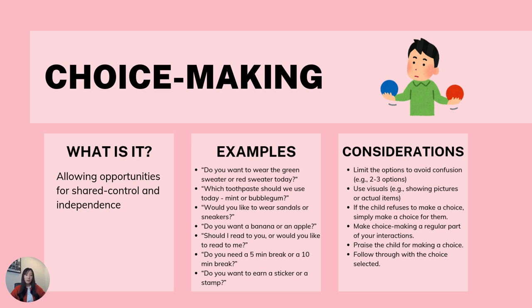So if you think giving more than two options might be too overwhelming, limit the array. Maybe start with just two and gradually increase as necessary. Also, use visuals too. You can use pictures or maybe even the actual items in front of you. If your child refuses to make a choice, we can either offer an alternative option, but if there are no other options available at that time, we can simply make a choice for them and move on.